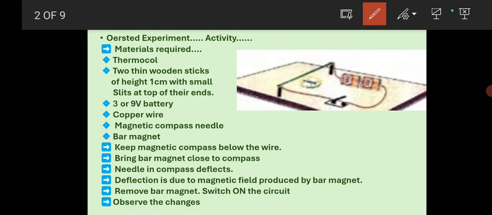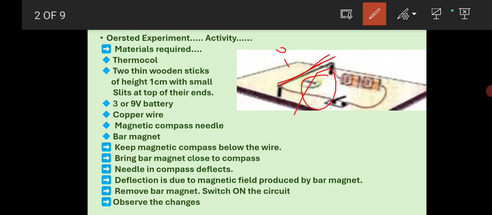Now switch on the battery. The compass needle is the same, below the wire. When you switch on the battery, current I flows in this wire. Here the wire is there, no? Current flows through this wire, and we observe that the compass needle is deflected.